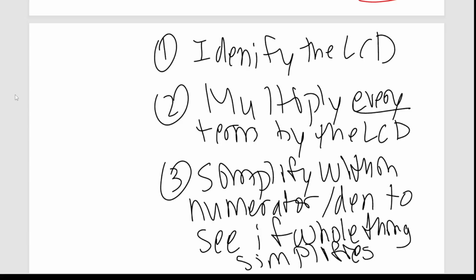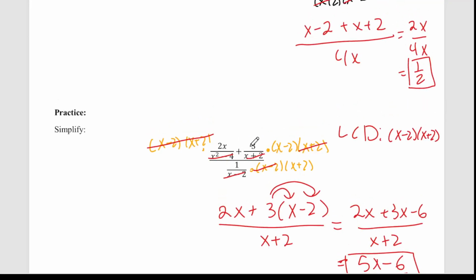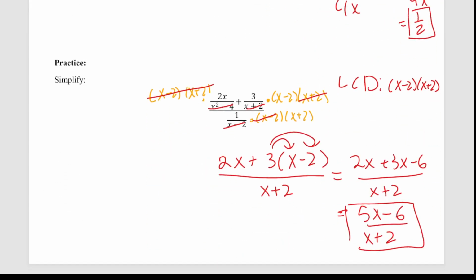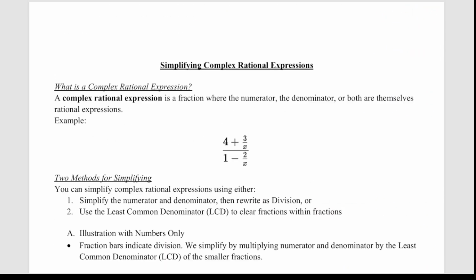That is the recommended way of doing it. Now, you technically can do it the first way, where you simplify within the numerator first, then do the overall division. But for most of these problems, being in the habit of just clearing all the denominators is going to be a much smoother way of approaching the problem.